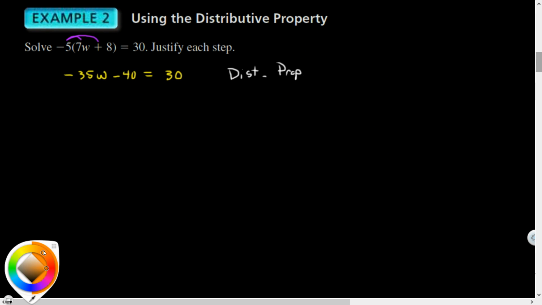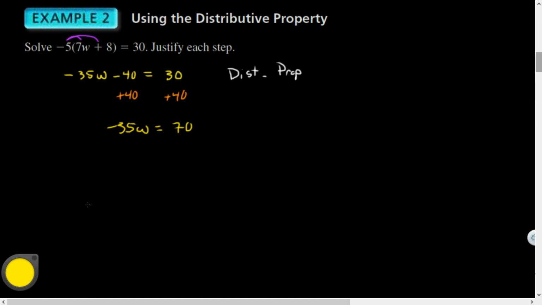And now I can solve: add 40 to both sides. I've got, let's see, negative 35w equals 70. Why is that true? Addition property of equality. Add prop equality. I do need the equal sign there. And I guess I should abbreviate. There we go.